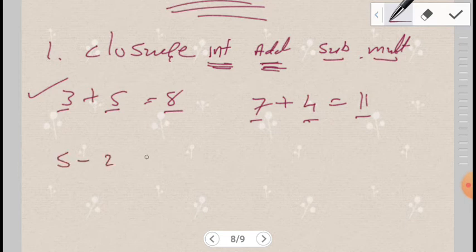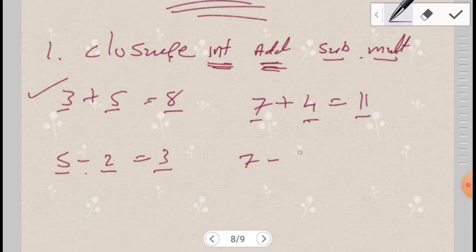5 subtracted by 2, so I will get 3. So an integer subtracted from an integer and our answer is also an integer, so we can say that it is closed.